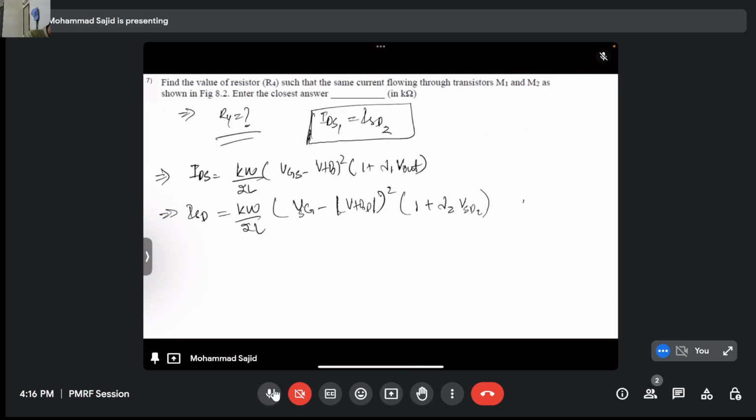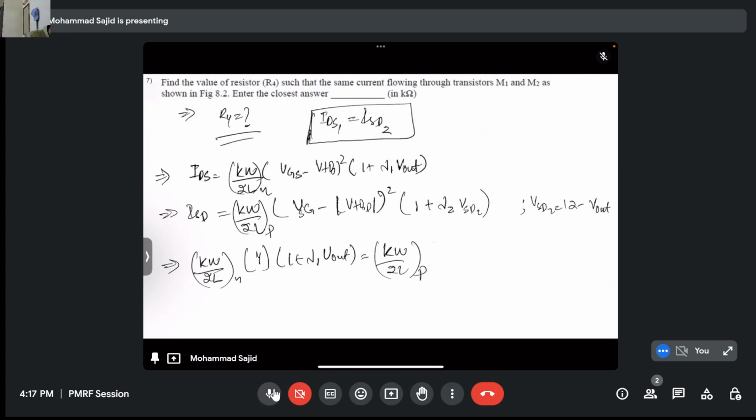So my VSD2 will be equal to 12 minus V out. So these are equal, so let me just equate it. That will give me KW by 2L. These are different for N and P. Let me write it as N, let me write it as P. So N VGS is again given to us as 3 minus 1, that is 2, 2 to the power 4, 1 plus lambda 1 times V out is equivalent to KW by 2L.